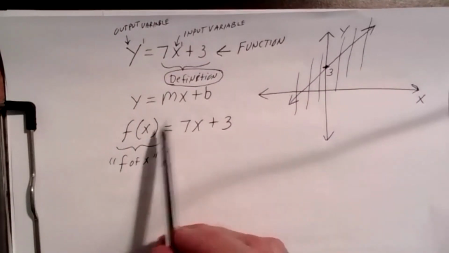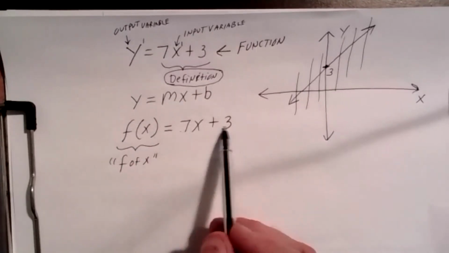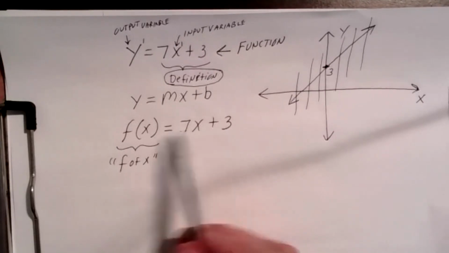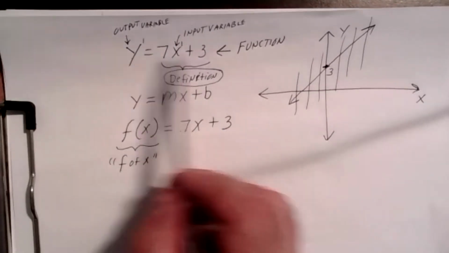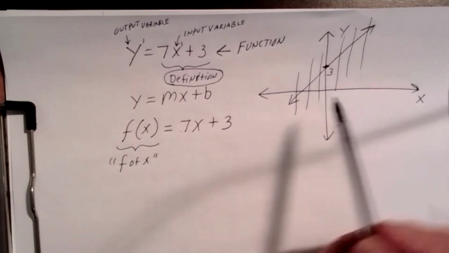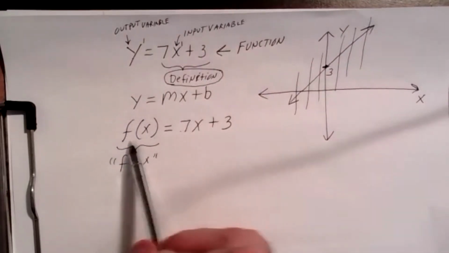f of x is no different than y, no different whatsoever. Notice the definition of this function is still the same, and because of that, the graph of this function will be identical to the graph of this function. The only difference is, instead of labeling the vertical axis as the y-axis, now you will call it the what axis?